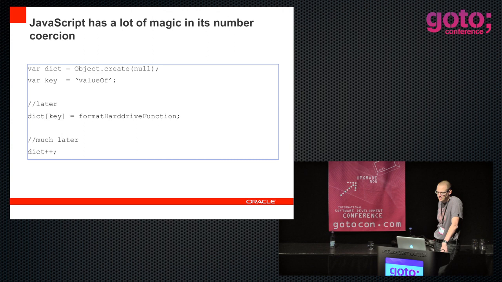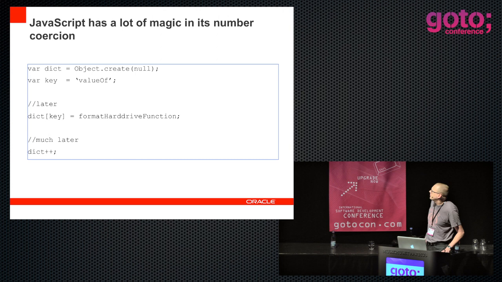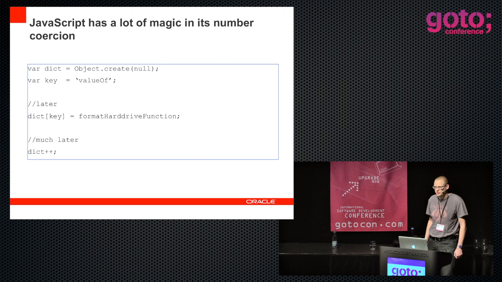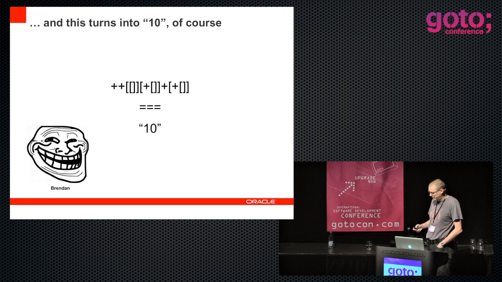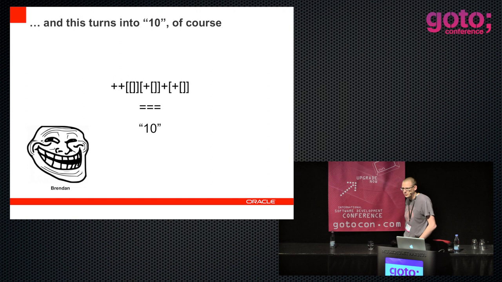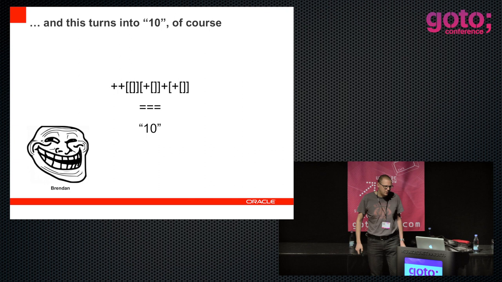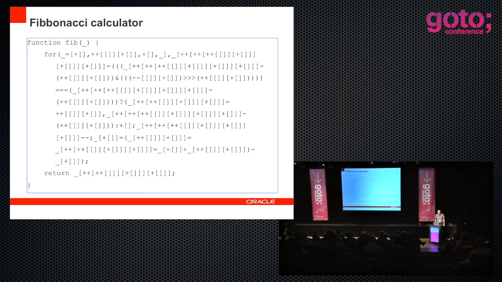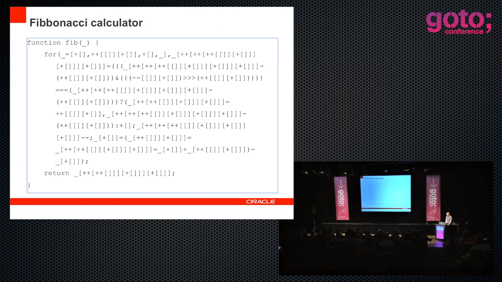You can create an object, you can set its valueOf key to a format hard drive function, and then much later, when you do something like plus plus on this object, the coercion semantics will cause a format hard drive function to be called. So it's a pretty sick language to work with, but at least you can glean some information from the operators. This turns into the string 10, of course, in JavaScript, due to the coercion rules, because the empty array, when you do a unary plus, converts into a number, which is zero, and so on, with inner arrays, et cetera. This is a Fibonacci calculator written in JavaScript that relies on the type coercion rules to calculate Fibonacci sequences. You add the underscore variable there, it's the nth number you want.